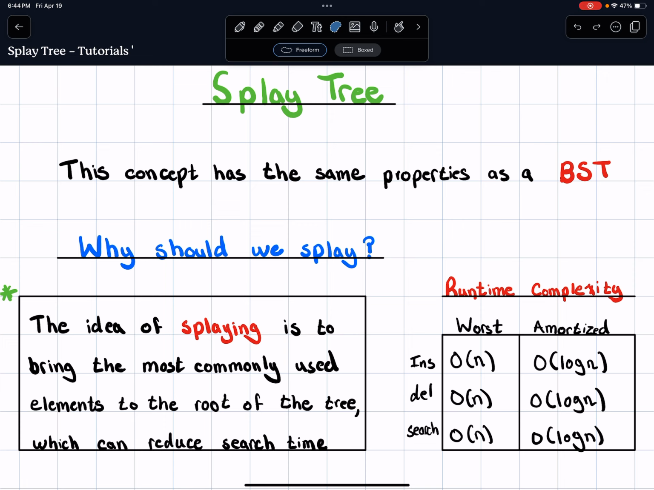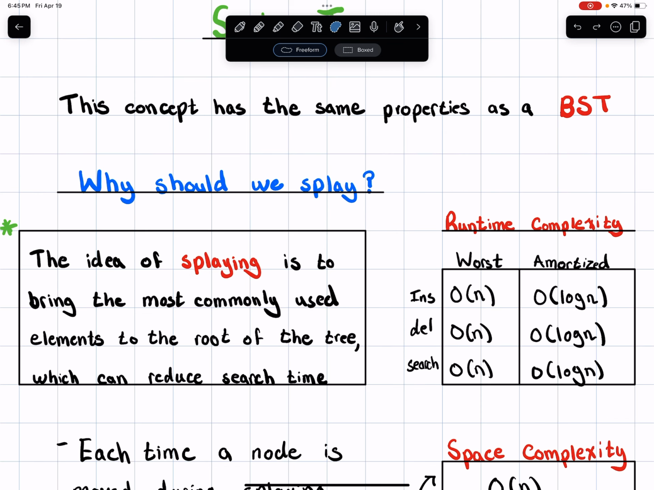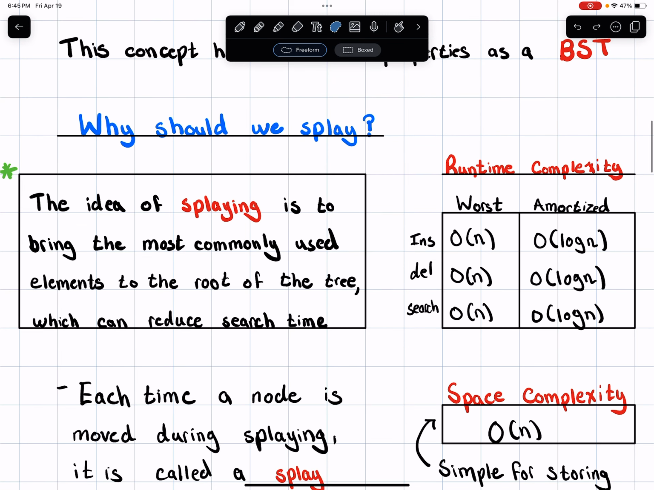Now we can make the transition to splay trees. While BSTs are efficient, they can become unbalanced with frequent updates. Here's where splay trees shine, by keeping themselves well balanced without explicit rules or balance factors. So why should we use this splay concept? The idea of splaying is to bring the most commonly used element to the root of the tree, which can reduce search time as mentioned.